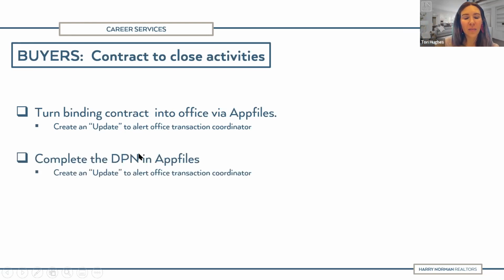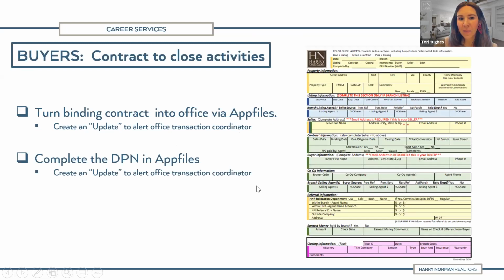Next, you're going to complete the DPN in AppFiles, which looks like this. So the DPN, this is how you're going to get paid. That's kind of like how I like to teach the agents. And that's how I can ensure that you're actually going to do it, because everyone wants to get paid, right? So this is how the paperwork gets processed into our DPN system. So you'll create a DPN file for every transaction you have.